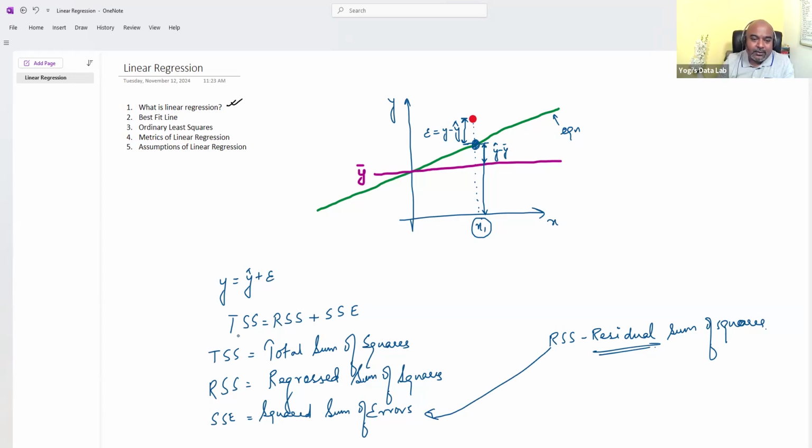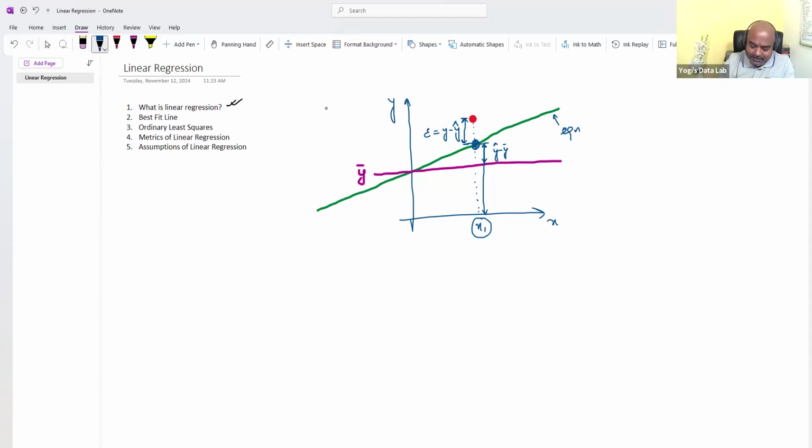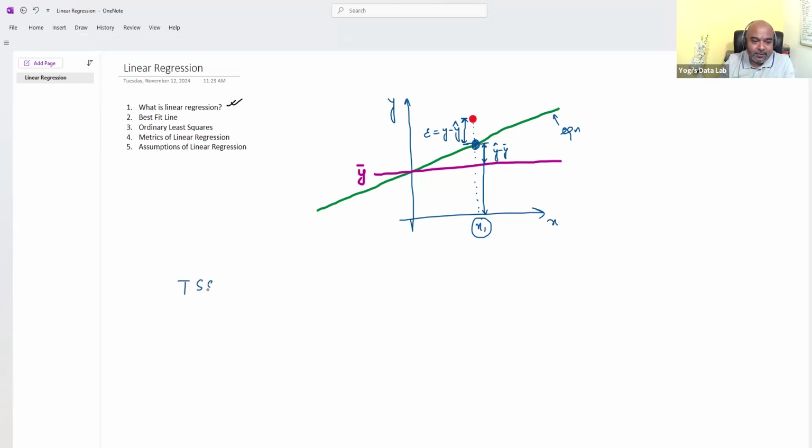Now, since we know that total sum of squares is equal to regressed sum of squares plus squared sum of errors, we can go ahead and derive a couple of metrics around this. Now, what are they? Let's see. So what we just said is TSS is equal to RSS plus SSE.